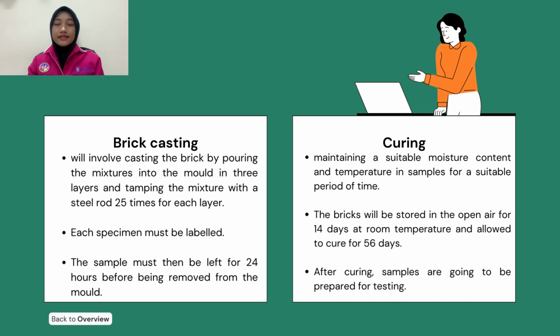The brick casting involves pouring the mixture into the mold in 3 layers, and then tamping the mixture with a steel rod about 25 times for each layer. Each specimen must be labeled with its mixture proportion and fabrication date for identification. The samples must then be left for 24 hours before being removed from the mold.